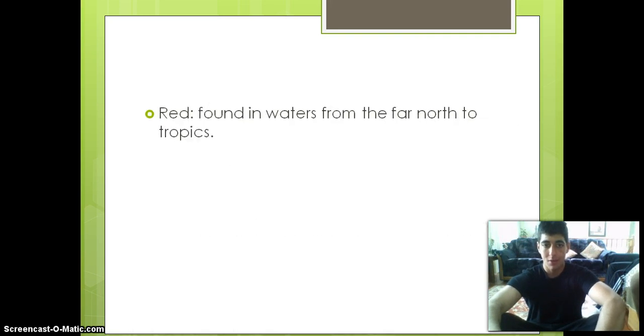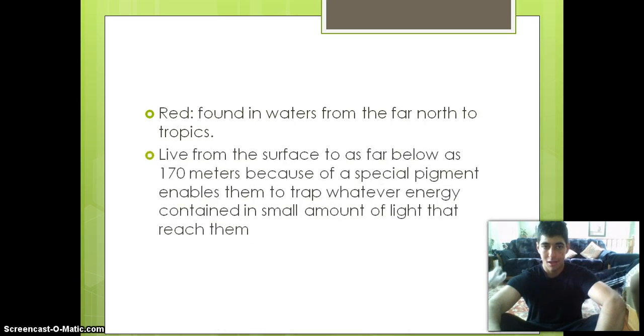Red algae are found in waters from the far north to tropics. They live from the surface to as far below as 170 meters because of a special pigment, which enables them to trap whatever energy is contained in a small amount of light that reaches them.